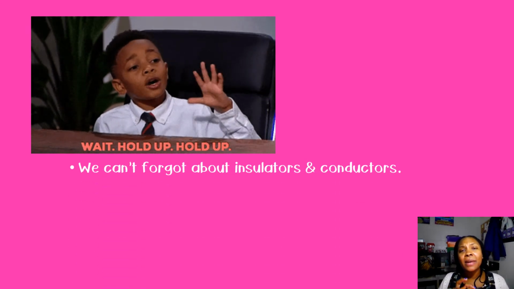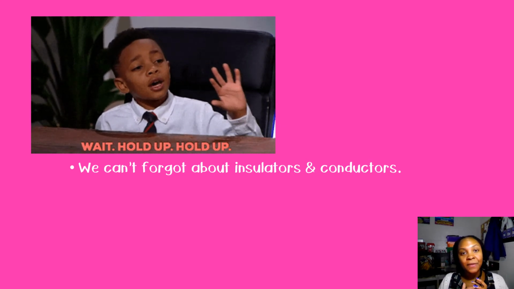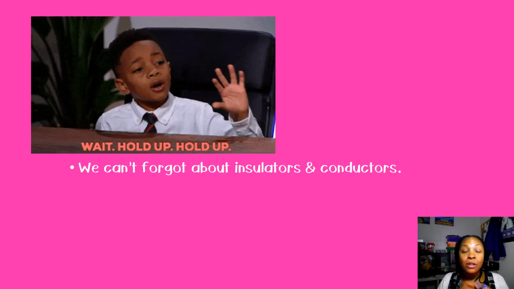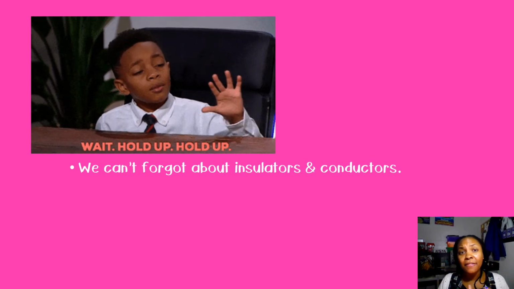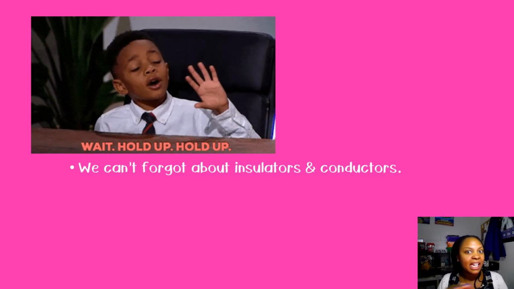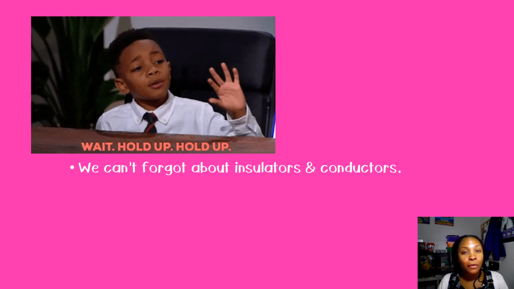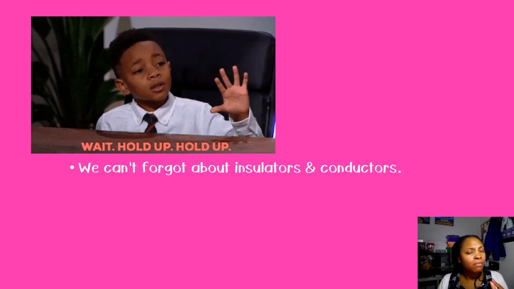Remember we talked about insulators and conductors when we talked about electrical energy. Those conductors were wires. They allowed that electrical energy to flow through. That was good, that's what we wanted. And the insulators didn't, and that's also good. We didn't want the electrical energy to flow through the insulators. Why? Because we would be getting shocked.